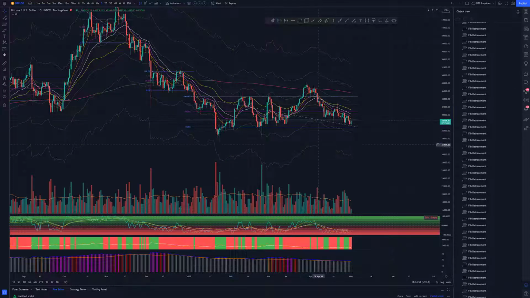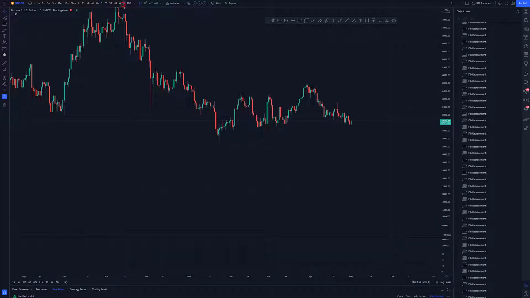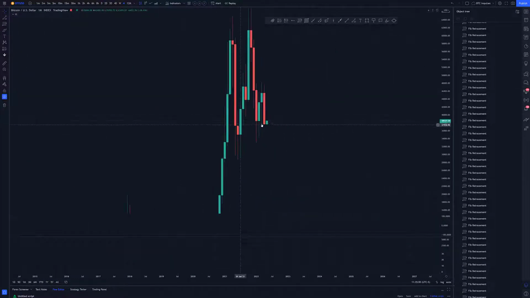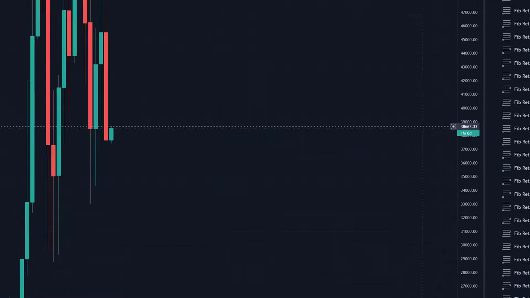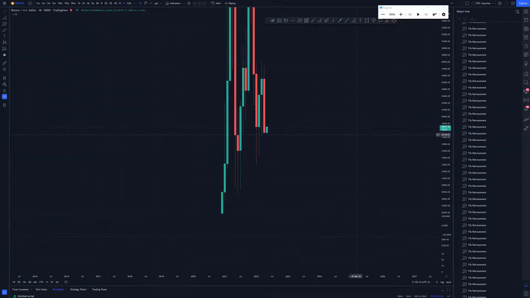So if we just take everything off and look at the monthly close, because we just did have a monthly close, you can see the monthly close below the previous levels here. So it's testing these levels right now, this 3857 level. So the question is, will it hold those levels here into the close?